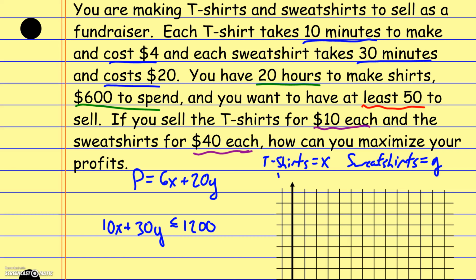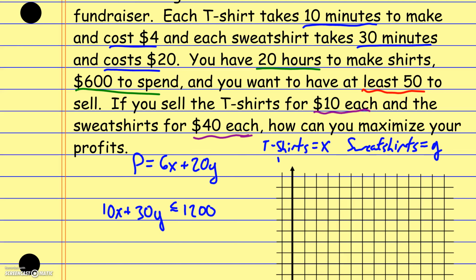And then the other thing I'm given here is the cost. Each t-shirt is going to cost $4, each sweatshirt is going to cost $20, and I only have $600 to spend. In terms of an inequality, that means 4 times the number of t-shirts plus 20 times the number of sweatshirts has to be less than or equal to $600, because that's all I have to spend for this particular example. I'm using a different color for this just to help me keep things straight when I go to graph it.